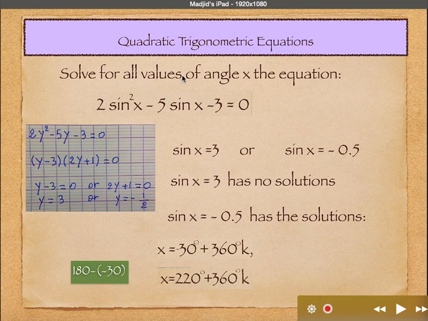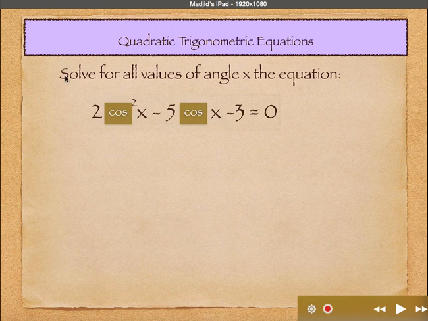Whenever you see for all values, you have to add to one of your solutions, or any of your solutions, multiples of the period, 360. k is an integer. So these are your solutions. Okay, so as simple as this, solve a quadratic. As soon as you get your solutions, each one of them is a sine, and then solve your sine equations. And I have another video showing you how to solve this type of equation, simple ones.